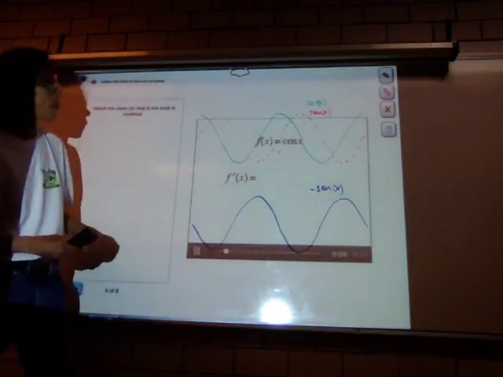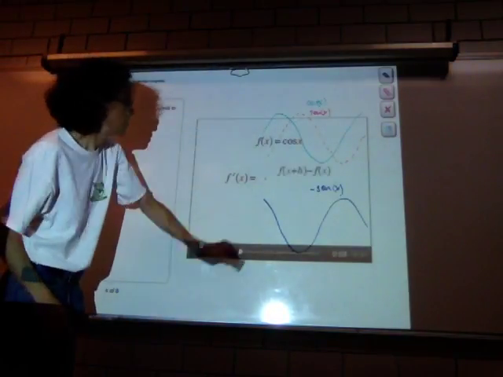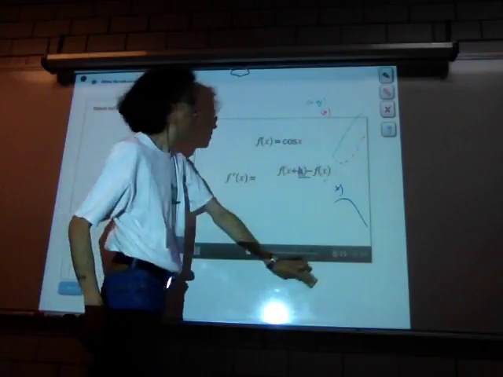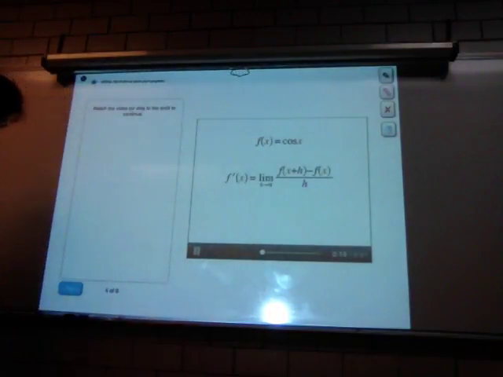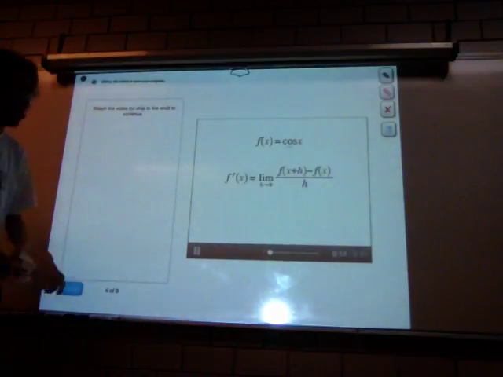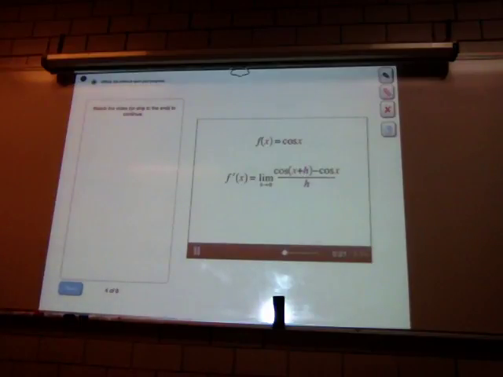Okay, now let's see if you got it right. Let's work out the derivative of cosine x. The derivative of any function f is f of x plus h minus f of x divided by h in the limit as h goes to 0. Here, the function we're looking at is the cosine. So f of x plus h becomes the cosine of x plus h, and f of x becomes cosine x.